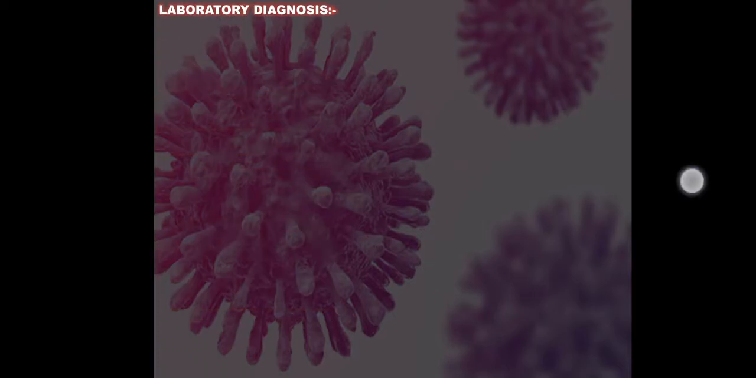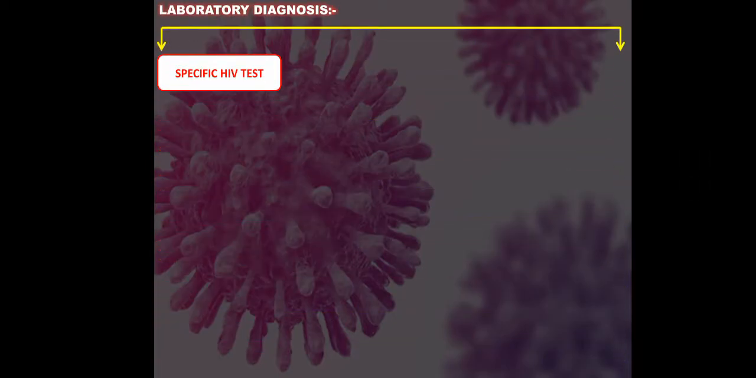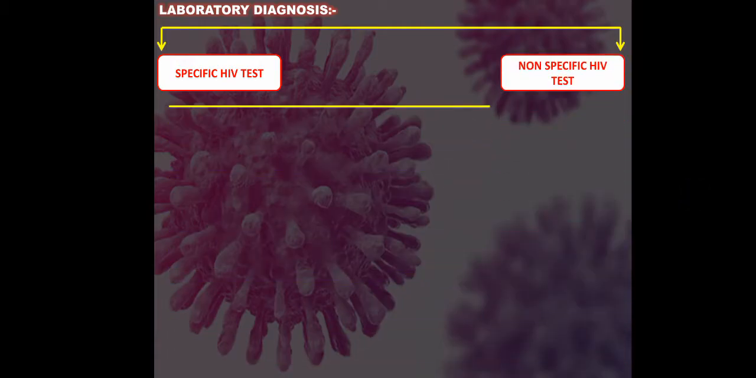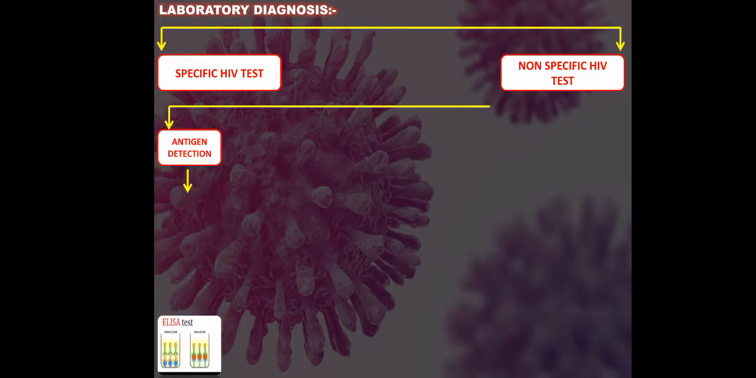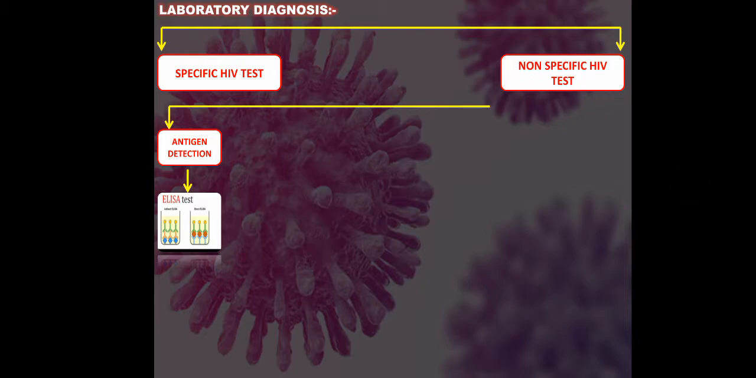Coming to the next heading, that is the laboratory diagnosis. In general, the laboratory diagnosis is divided into two. The first one would be specific HIV test, and the second one is non-specific HIV test. Under the specific HIV test, the first one is antigen detection. So the antigen is detected with the help of the ELISA test, and it is usually done during the window period. So what is this window period? This window period is nothing but the time between the pathogen entering the body and the appearance of the infection. The region between these two points is known as the window period.